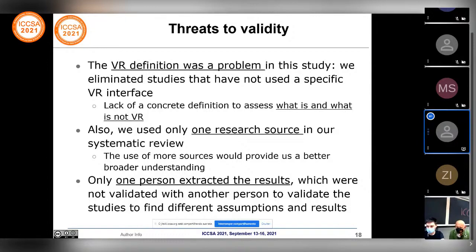Also, we used only one research source in our systematic review. The use of more sources would provide us a broader understanding. And another threat is just one person extracted the results, which were not validated with another person to validate the studies to find different assumptions and results.